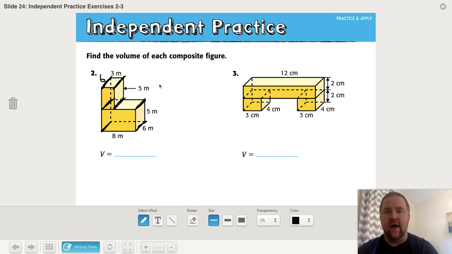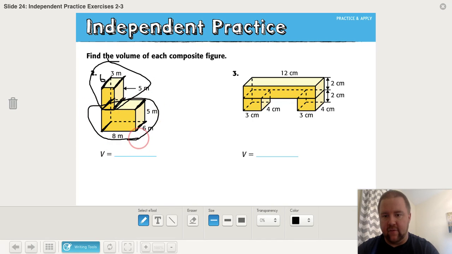Now I have my length, my width, and my height for this prism, and I have my length, my width, and my height for the bottom prism. So I would have 6 times 3 is 18, times 5 would be 90, and I usually set that up by saying, okay, I have a length of 6 meters, I have a width of 3 meters, and then I have a height of 5 meters.